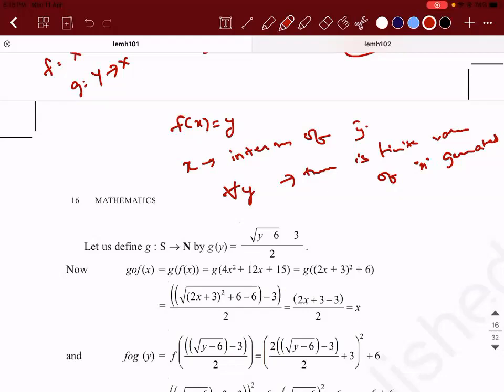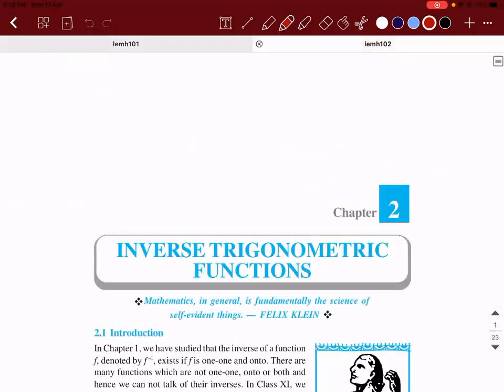So there are two things that are getting satisfied. If you are able to prove that the codomain is equal to the range, one thing is you are proving that it is an onto function. Secondly, you are also finding the inverse of it. Okay. So having all these things in mind, let's see the actual application of why we studied inverse trigonometric functions.